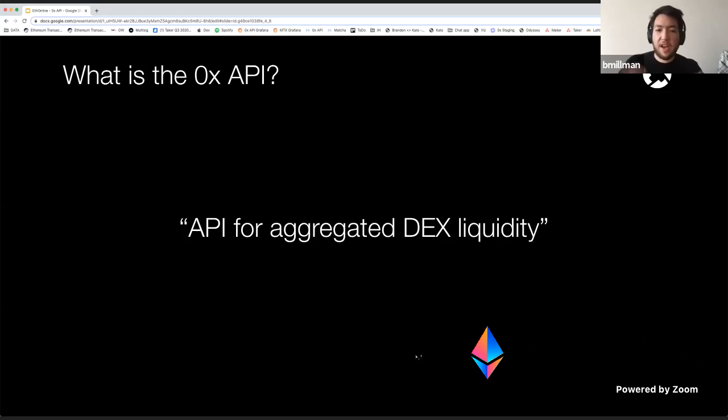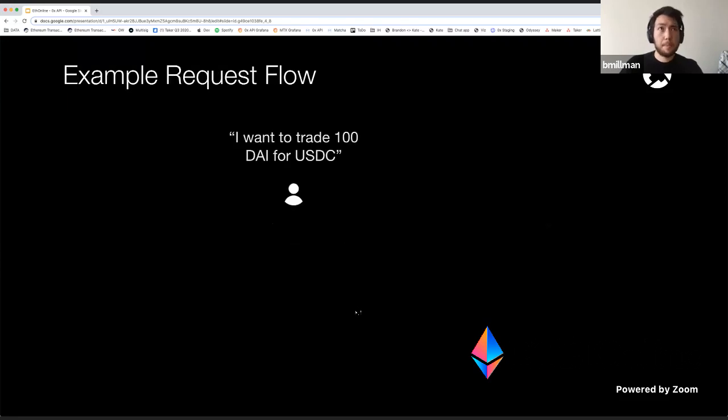Cool. So all that brings us to our final phrase. 0x API is an API for aggregated DEX liquidity. It's a simple HTTP API for accessing assets that are ready to be bought or sold across multiple decentralized exchanges all at the same time. We can go over a quick example of what it means to use the 0x API, or a simple request flow with the API.